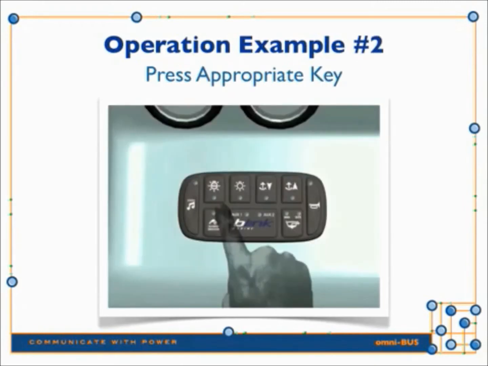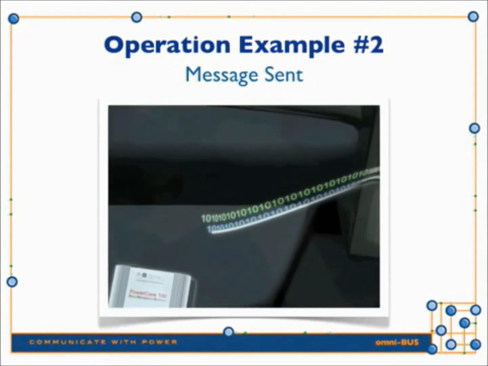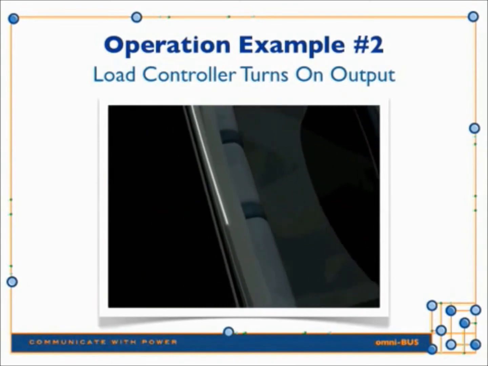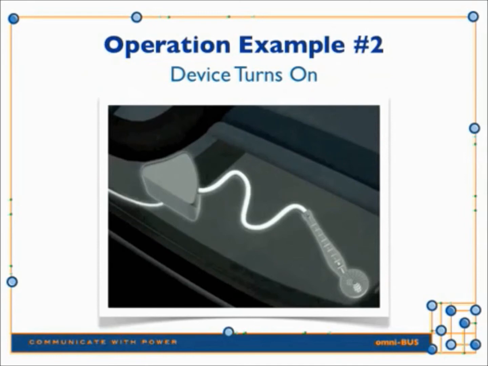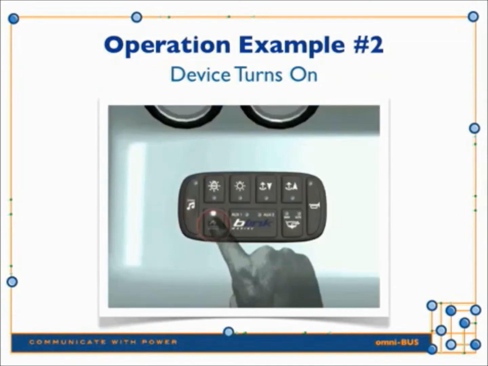Another example turns on a pump. The desired key is pressed, a digital message is sent over the bus, the load controller reacts to the message based on its programming and turns on the correct output. And the device, in this case a water pump for the shower, turns on. A press and release of the key turns the shower on, and a press and release turns the power off. This is a toggle function.